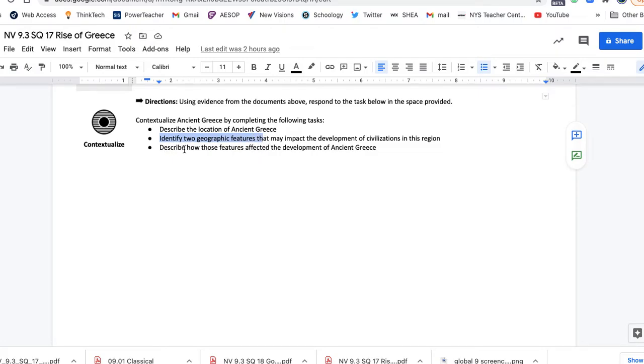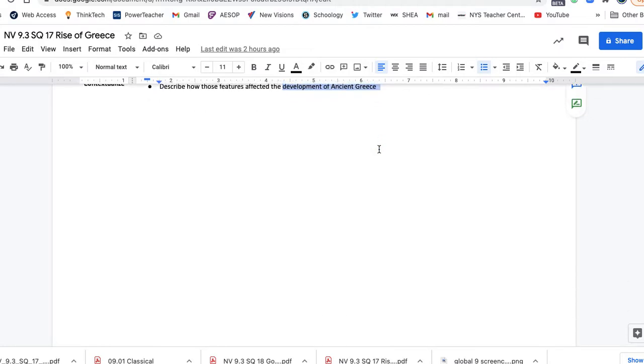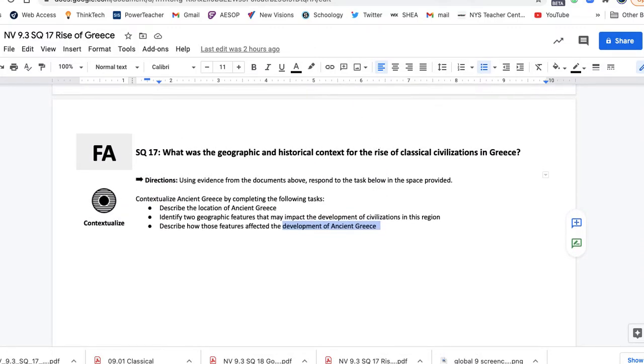Last, describe how those features affected the development of ancient Greece. The basic idea here is that because of all those mountains and all those islands, little pocket governments were created that we call city-states. Different city-states had different values and cultures. We've obviously looked at Athens and Sparta, so it would be expected that you would respond somewhere with that.